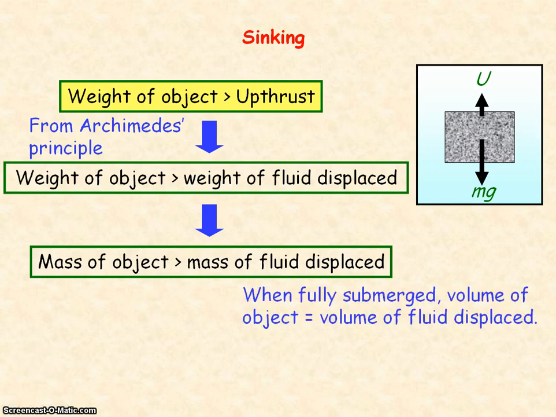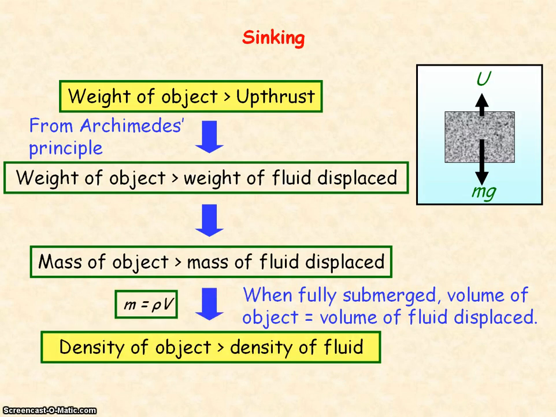And when an object is fully submerged, then its volume is equal to the volume of the fluid that's been displaced. And as mass equals density times volume, and they both have the same volumes, then that means that the density of the object is greater than the density of the fluid. So for an object to float, then the density of the object must be less than the density of the fluid.